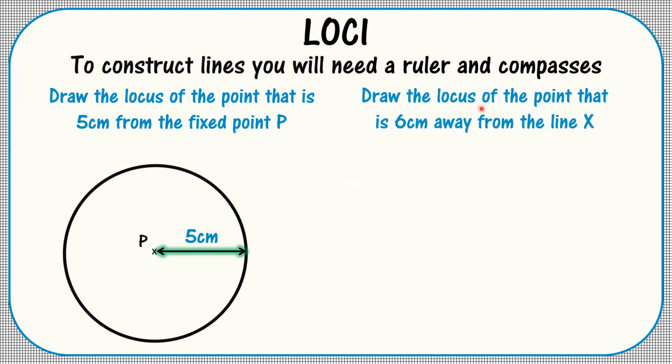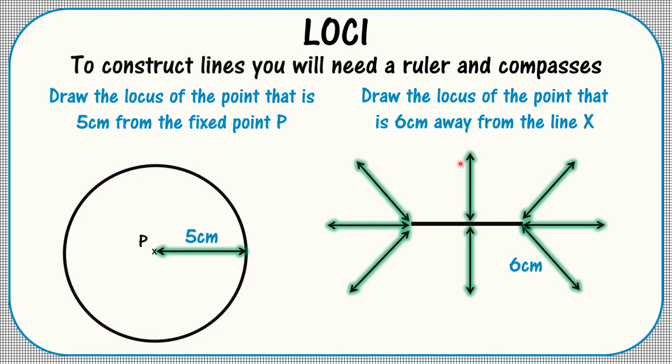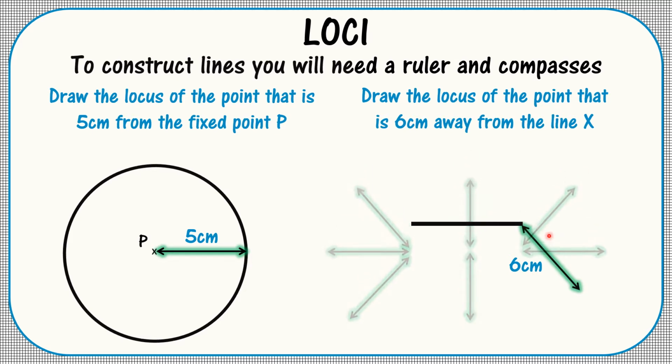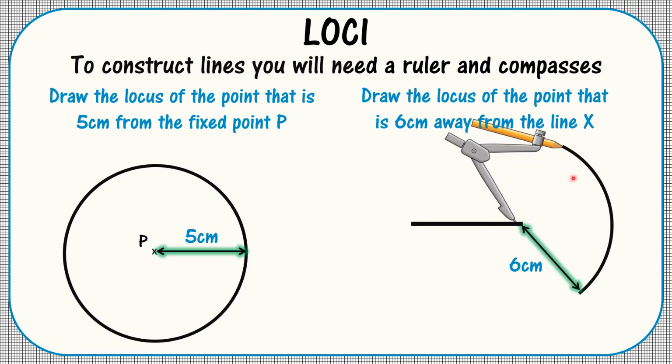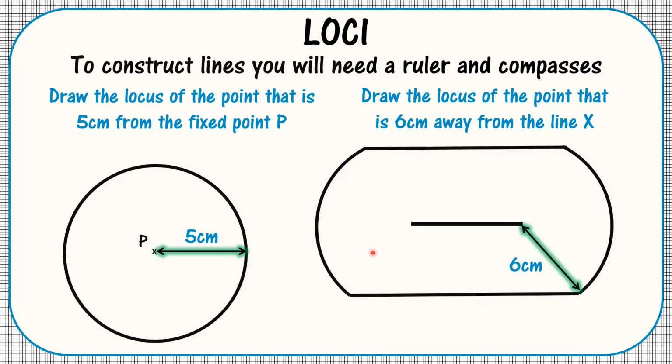The next one says draw the locus of the point that is 6 centimeters away from the line X. In this one we have one line. What we are trying to do is find 6 centimeters away from it at any given time. Again, you would measure out 6 centimeters. What you need to understand is that the right side and the left side will be curved. So you draw an arc on the right, you draw a similar arc on the left, and then you join the 2 arcs together. The locus is a rectangle with rounded corners. So make sure that the corners are rounded. If you draw straight lines, then you won't be fulfilling the condition that it is 6 centimeters away.